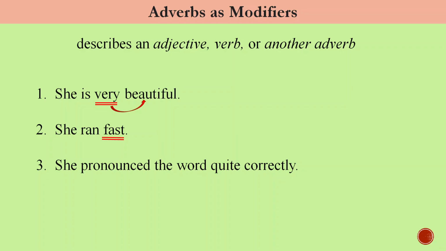Here, the word fast is an adverb and it modifies a verb, that is, ran. And number three, she pronounced the word quite correctly. Here, quite is an adverb which is modifying another adverb, which is correctly. So we have three examples here. Number one modifies an adjective. Number two, it modifies a verb. And number three, it modifies another adverb.